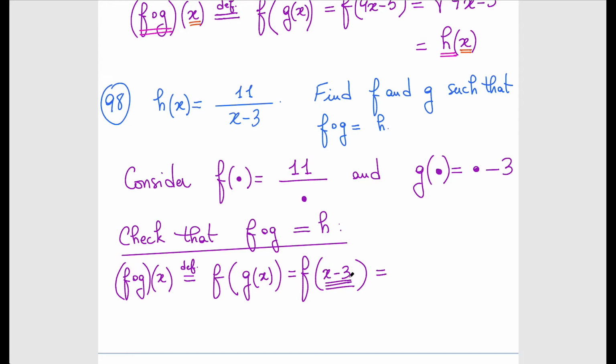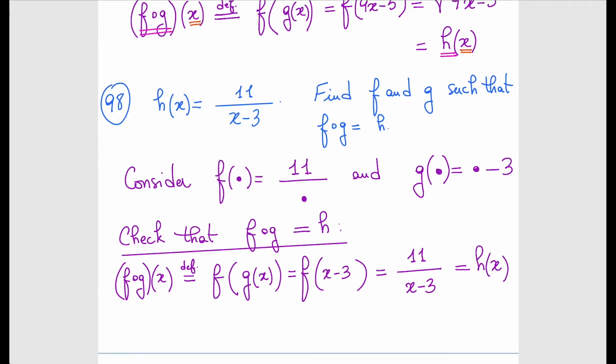So x minus 3 is my bullet here, right? That's the thing I was alluding to here. So I get 11 over that guy, x minus 3, right? That's how the function operates. And isn't that h of x? Yes, it is.